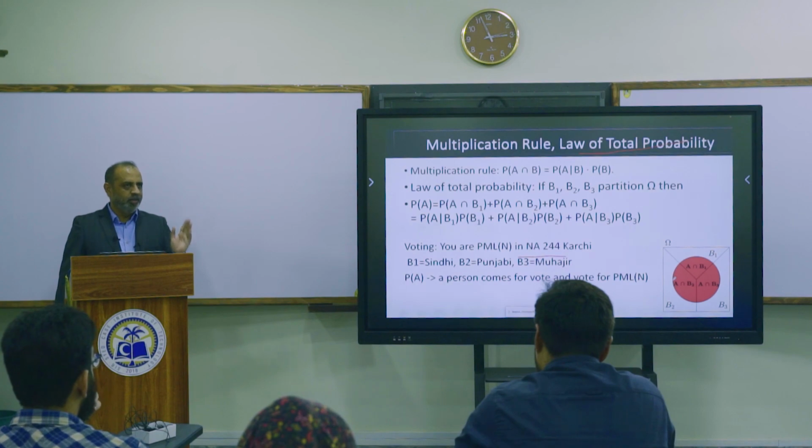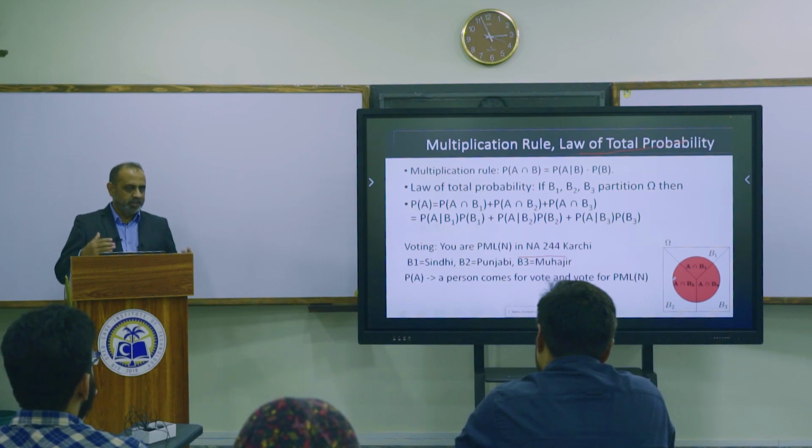Just the probability of a Sindhi voting for me, as it relates to his being Sindhi or a Punjabi or a Mahajir. And once a Mahajir comes, what is the probability that he votes for me? And what is the probability he even comes to vote? Okay. Maybe Punjabis are lazy, they don't go and vote in Karachi, for example. You say, though, given that he is Punjabi, he will vote for me, but the probability that he will come to vote is very little, because the data shows me that they don't come and vote.